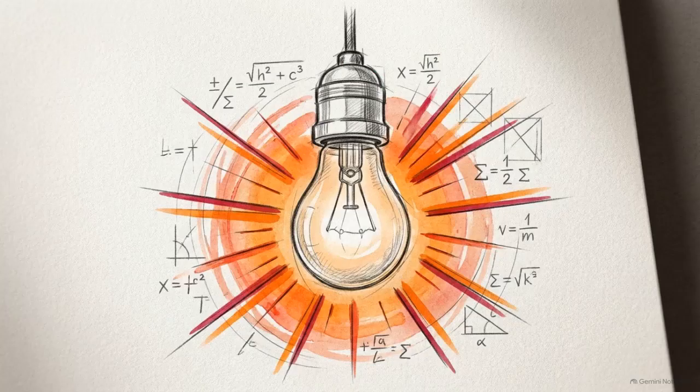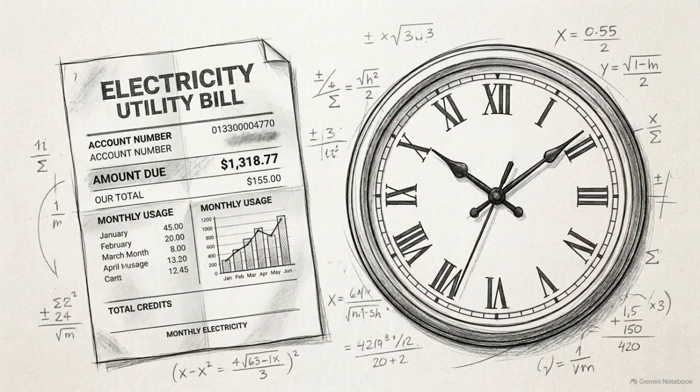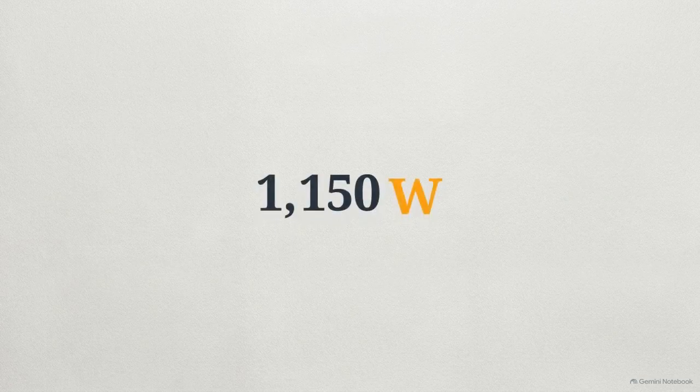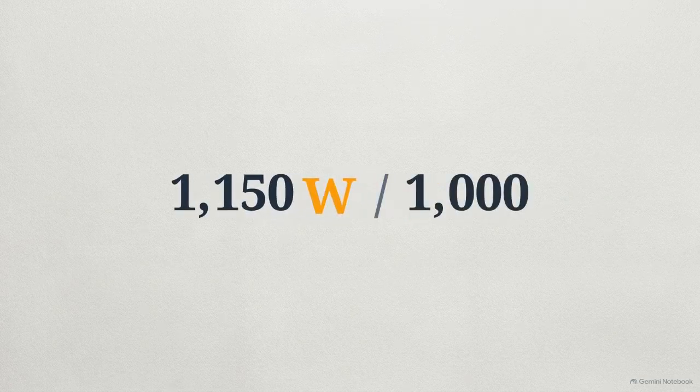Knowing the wattage tells us how much electricity a device uses at any given moment, but to see how this affects a bill, we have to look at consumption over time. Utility companies do not measure consumption in watts. They use a larger unit, which requires a conversion to kilowatts. We take our 1,150 watts and divide by 1,000. This gives us 1.15 kilowatts.